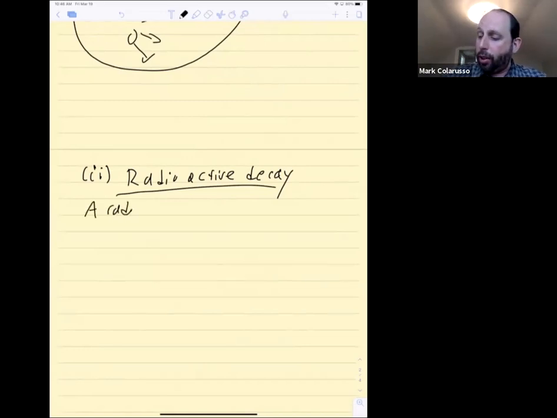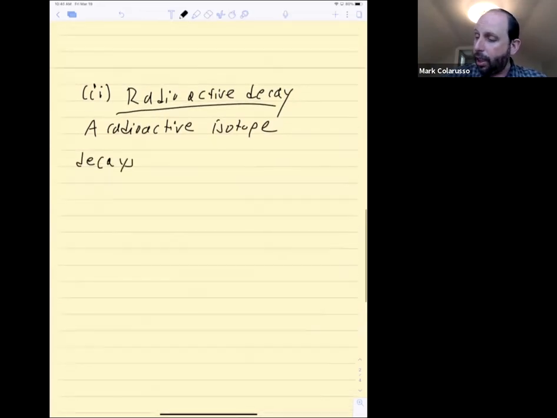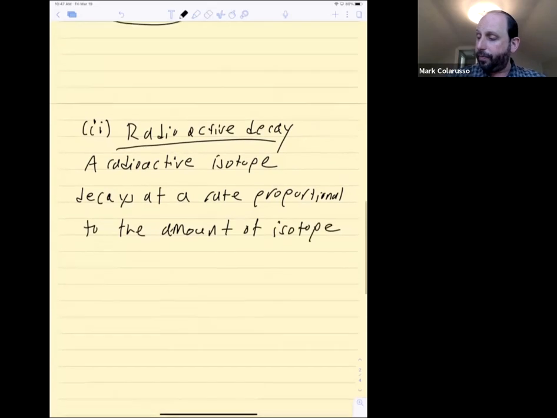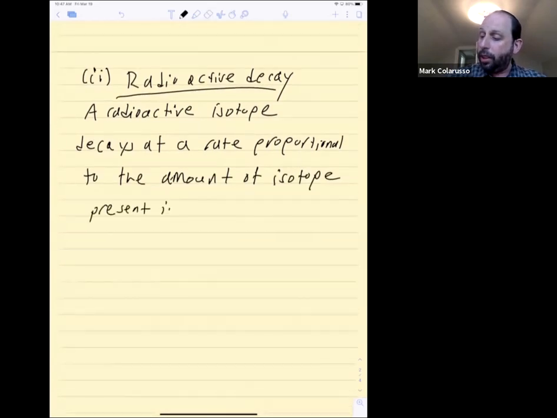So a radioactive isotope decays at a rate proportional to the amount of isotope present in the environment at a given time t.